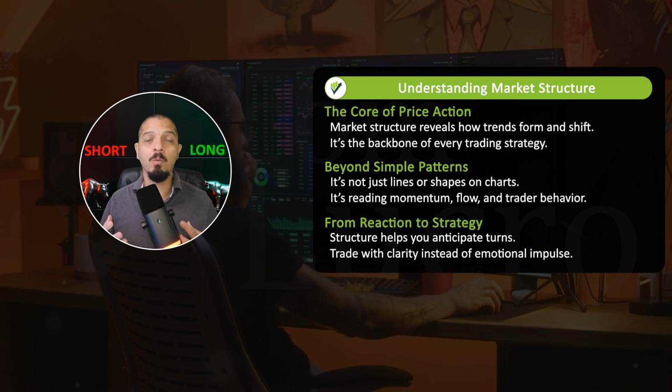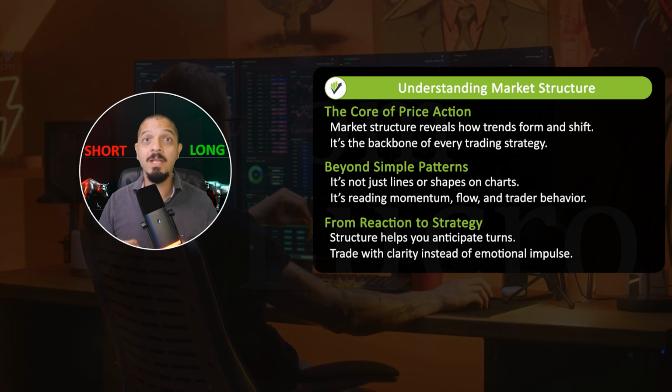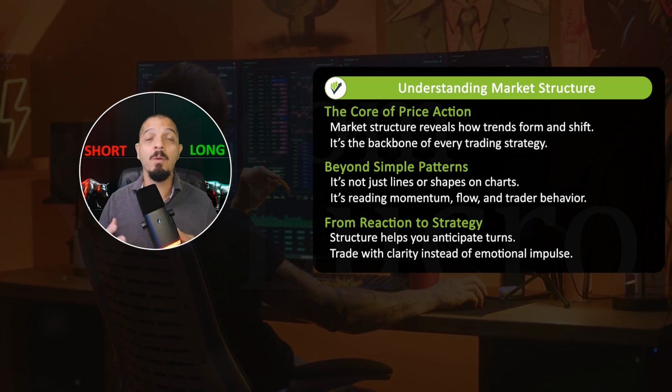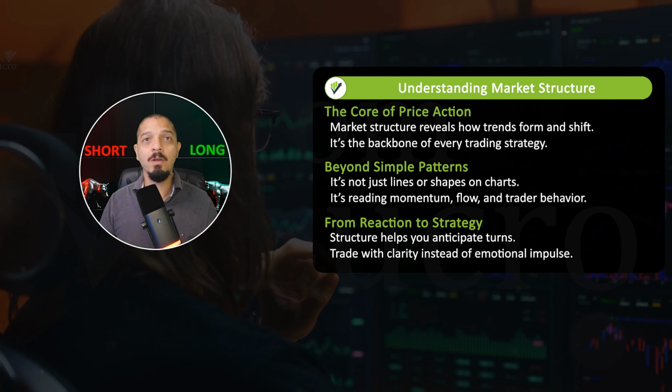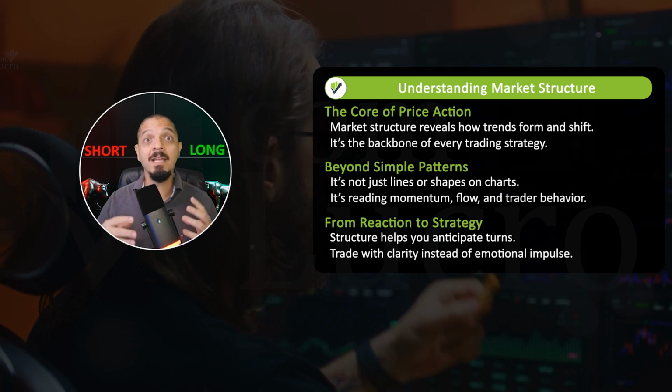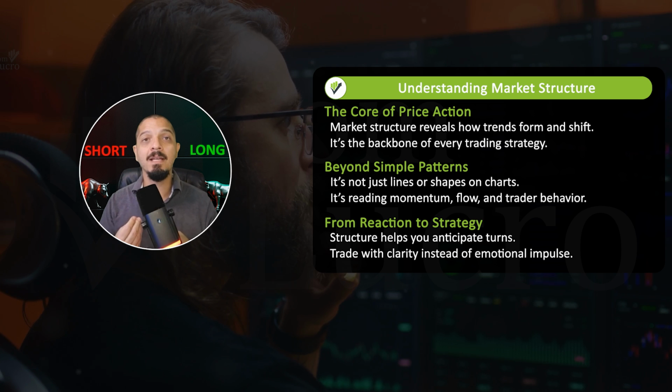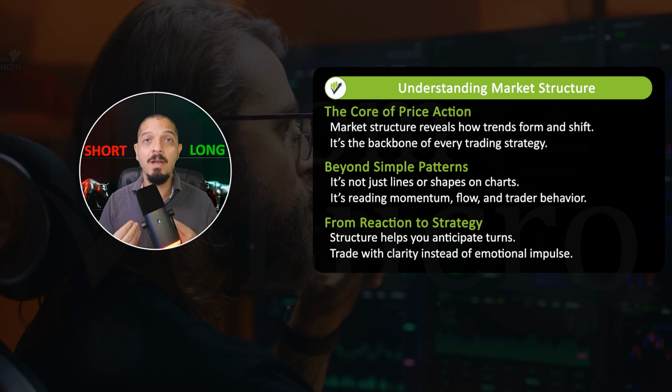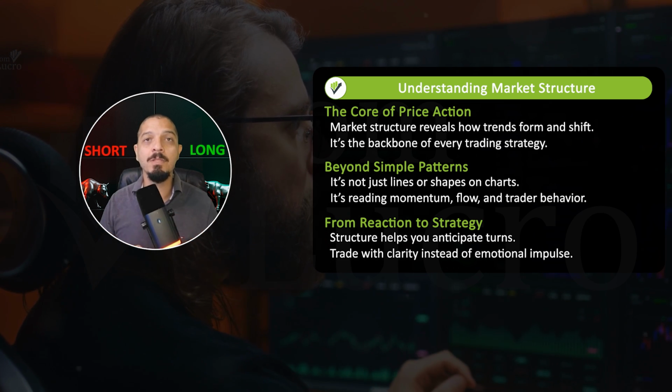In this video, we'll break down how to identify break of structure points, valid pullbacks, and trend reversals across multiple time frames, so you can refine your edge and improve your timing. Let's dive in and build a solid foundation for understanding how price truly moves.